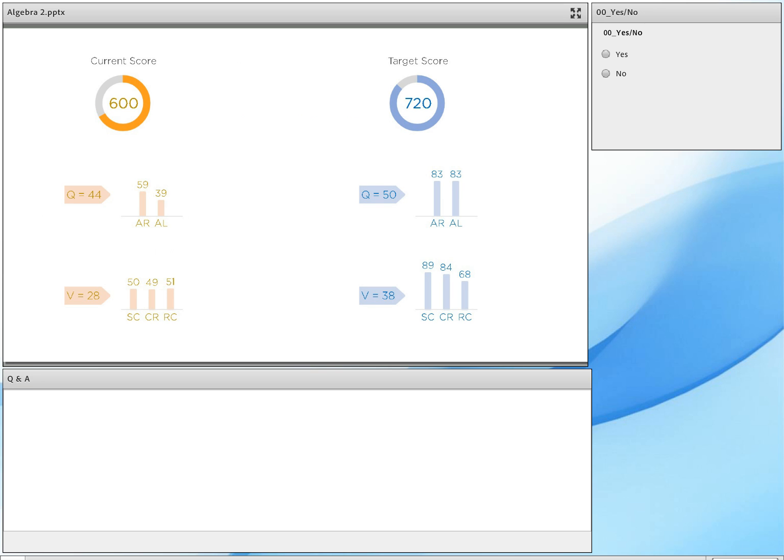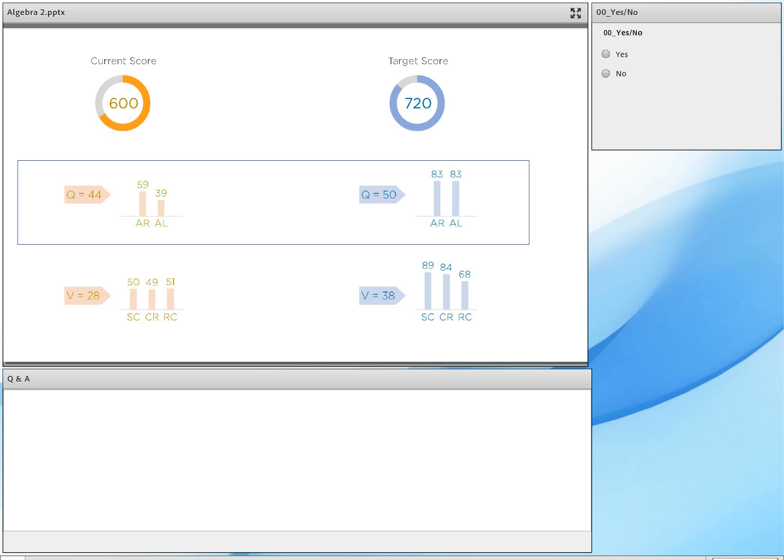Take a look at your milestones here. You are at a Q44 with 59 in arithmetic and 39 in algebra. You need to get to 83 in both. In verbal, you are at 28 with an almost similar split over here across SC, CR, and RC, and you decide to master SC and then CR and then RC, to about 68 percentile.